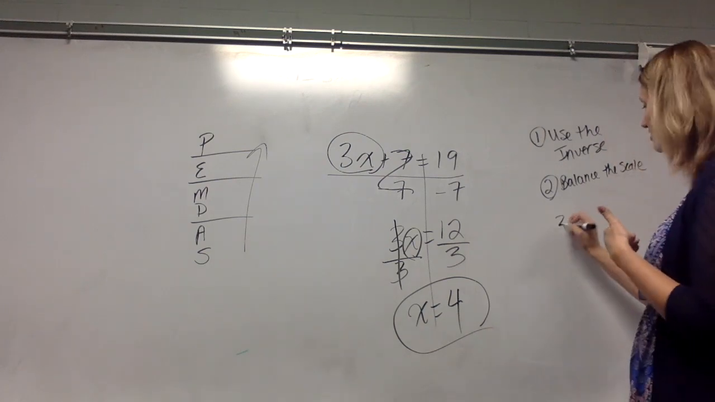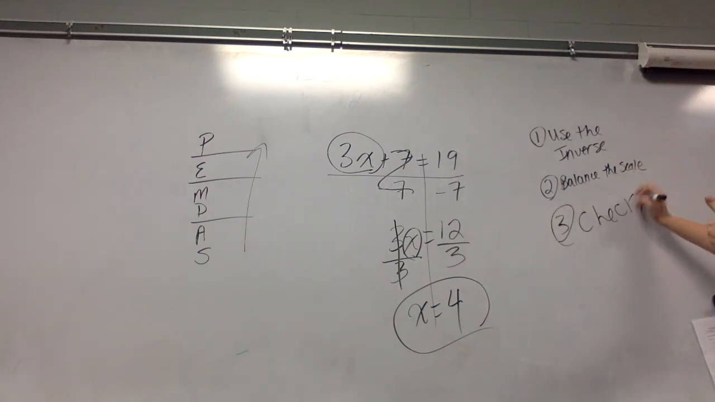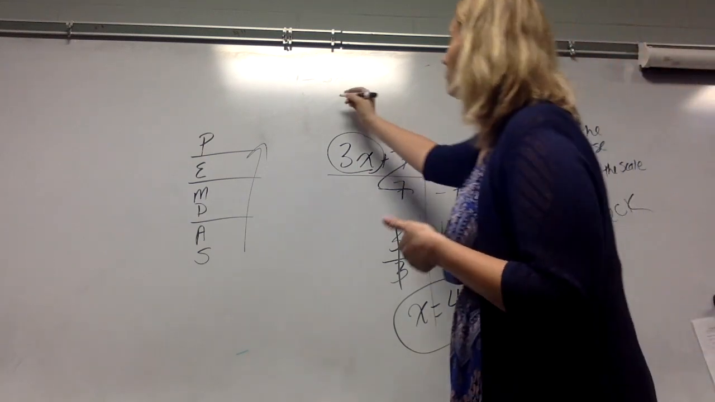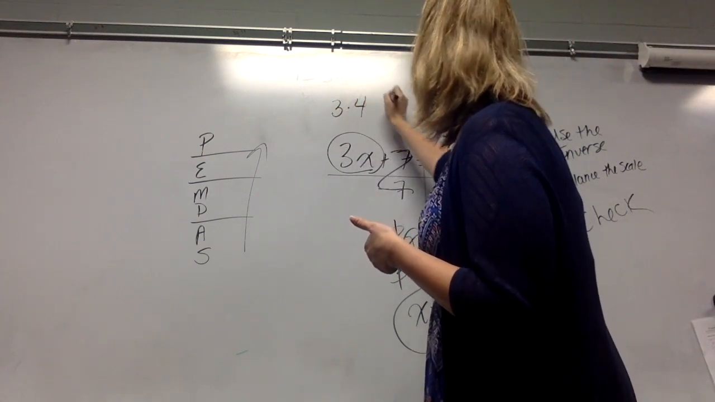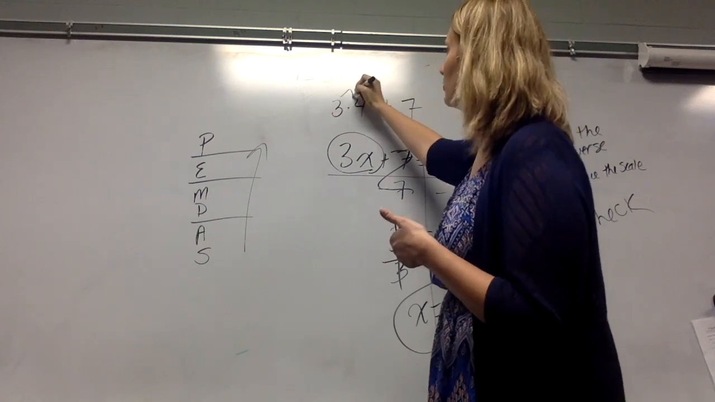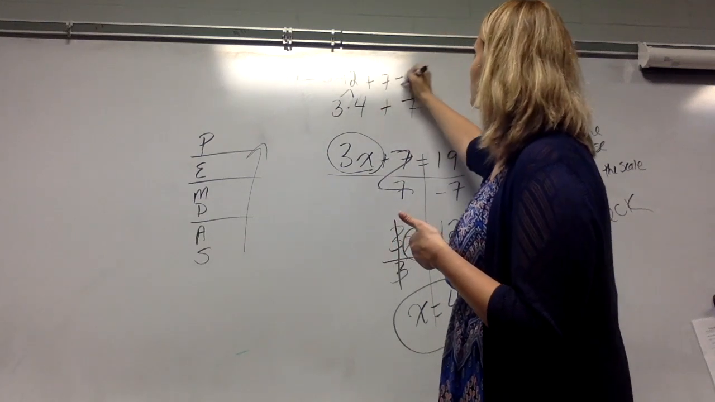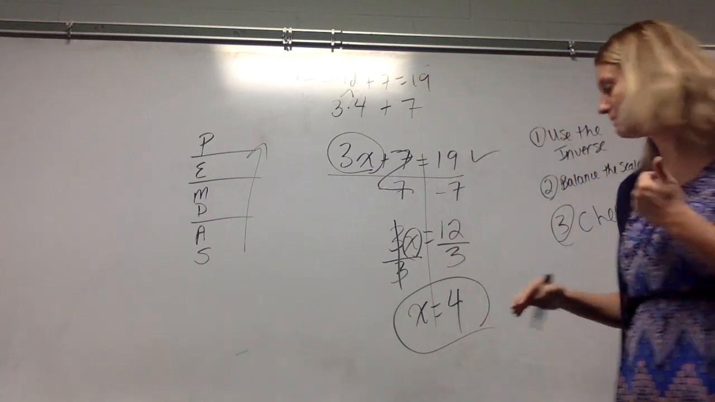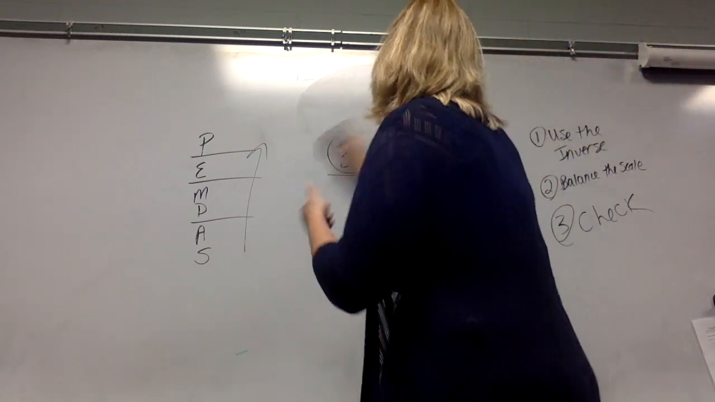Again, you need to make sure that you're not skipping that step of checking your answer. So I plug 4 back in. 3 times 4 plus 7. 3 times 4 is 12. 12 plus 7 is 19. So this does, in fact, check. All right, let's do another one.